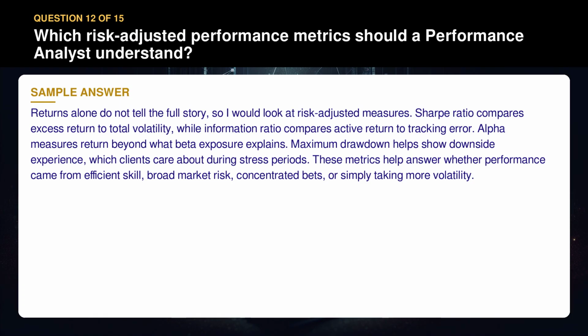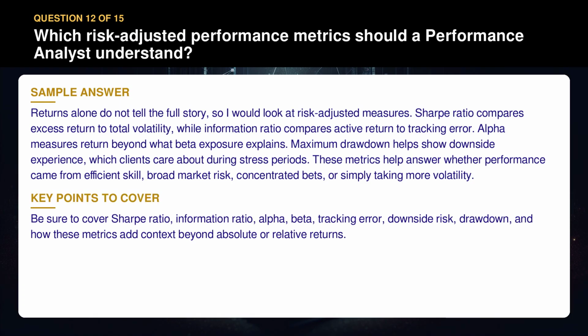These metrics help answer whether performance came from efficient skill, broad market risk, concentrated bets, or simply taking more volatility. Be sure to cover Sharpe ratio, information ratio, alpha, beta, tracking error, downside risk, drawdown, and how these metrics add context beyond absolute or relative returns.